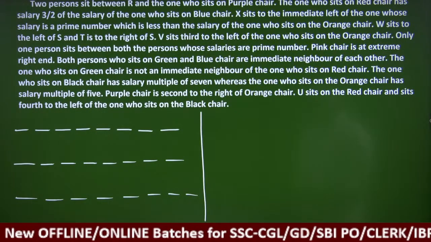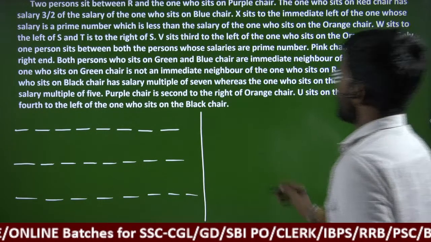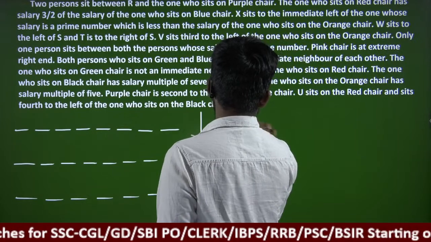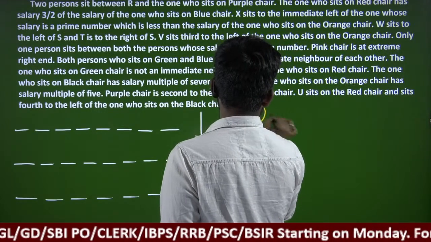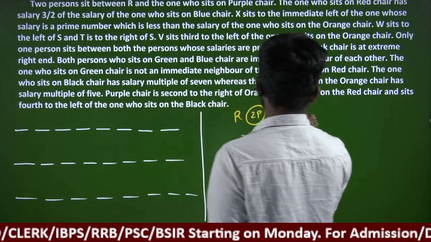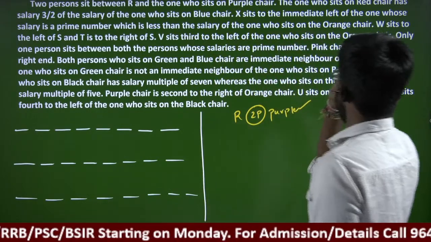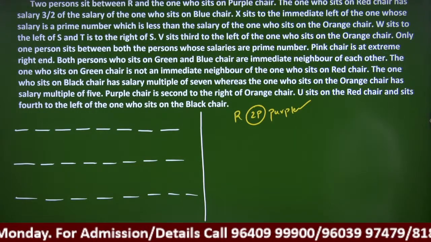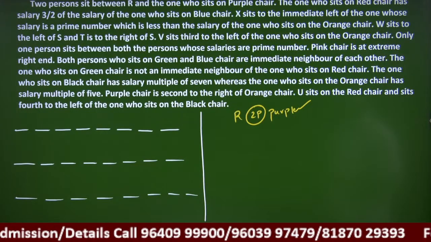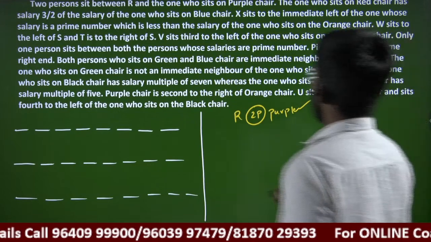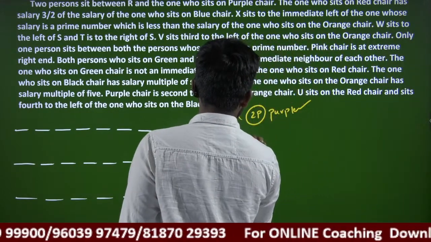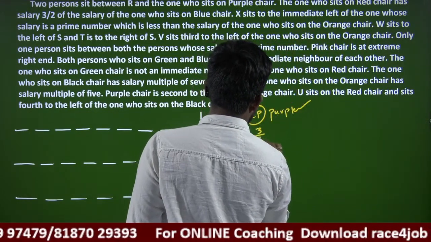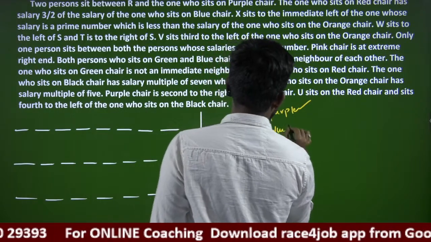2 persons sit between R and the one who sits on the purple chair. They are saying there are 2 persons between R and the purple chair. Okay. Next, the one who sits on the red chair has a salary 3 by 2 of the salary of the one whose chair is blue. Red chair is equal to 3 by 2 of the blue chair.